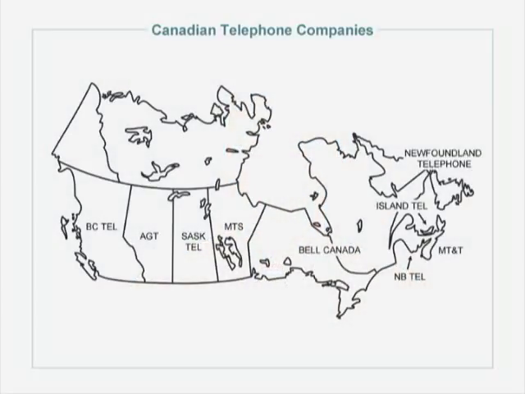Here we'll cover the Canadian story. For those of you who aren't interested, you just press the skip button on your remote and it will go to the next slide. In Canada, things were divided up along provincial boundaries historically. So we had BC Tel in British Columbia. There was AGT, Alberta Government Telephones in Alberta, SaskTel in Saskatchewan, and they've got MTS in Manitoba.